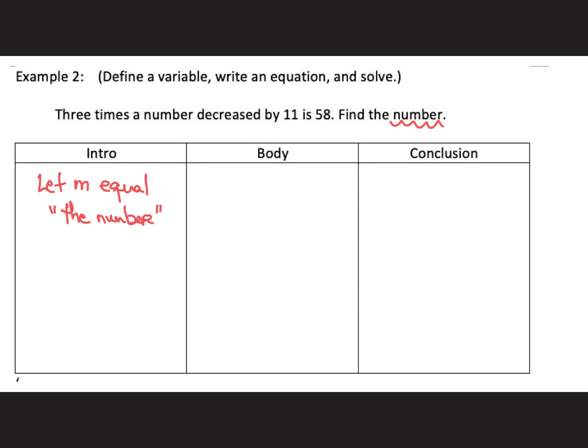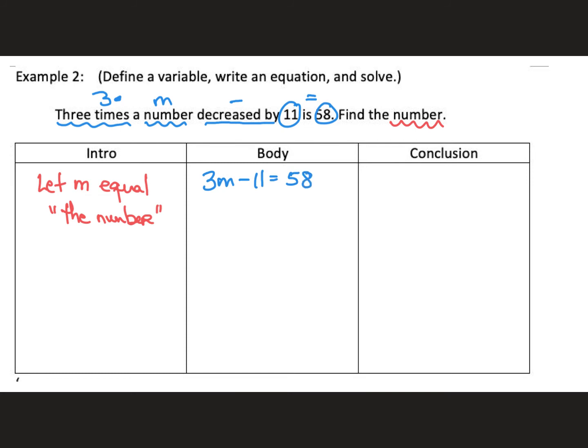Okay, so now let's go back up to the sentence that we have. Let's translate it or annotate it into mathematical words. So we have 3 times a number, and we said that it's going to be m this time, decreased by, so that's subtract, and then we have 11 equals, and then 58. So let's put this together as an equation. We have 3m minus 11 equals 58.